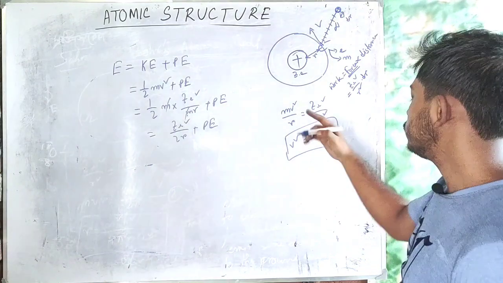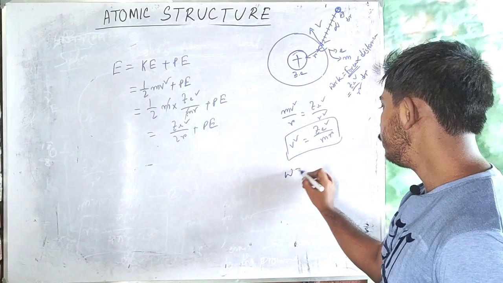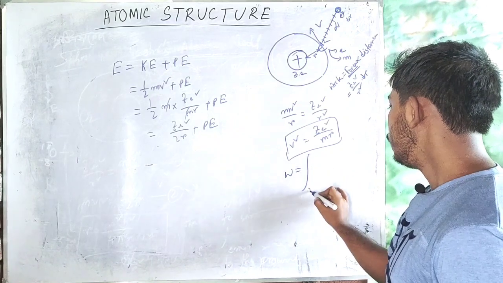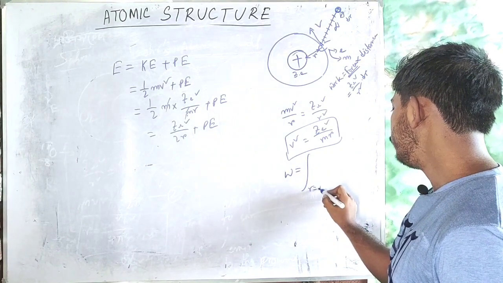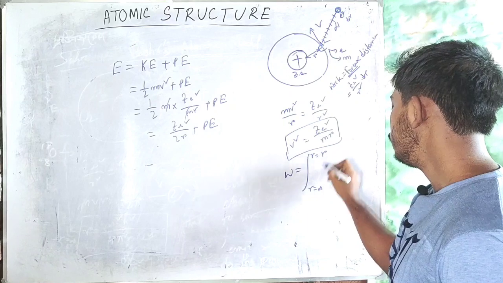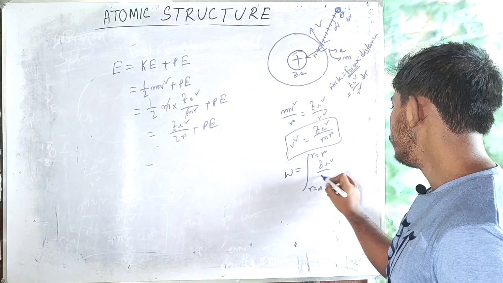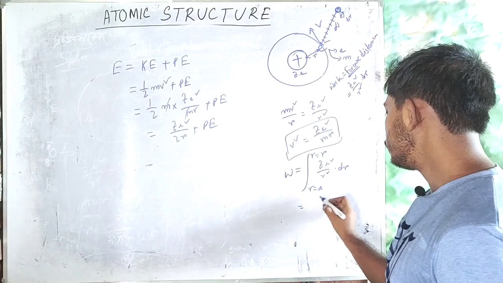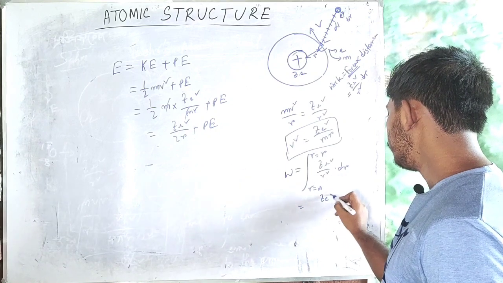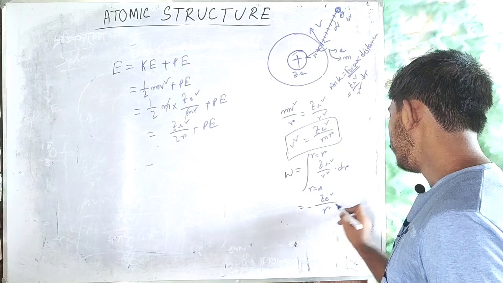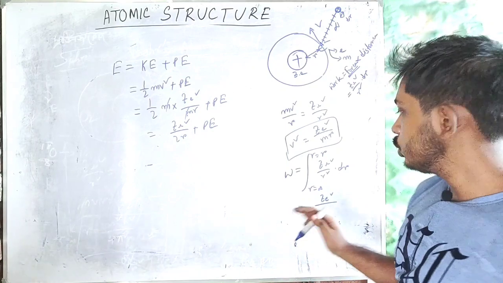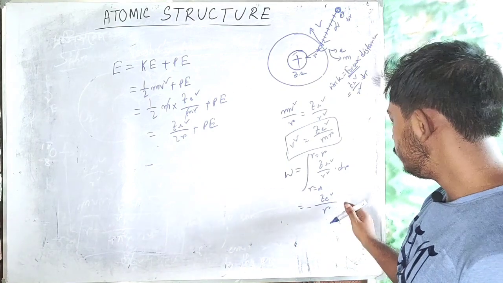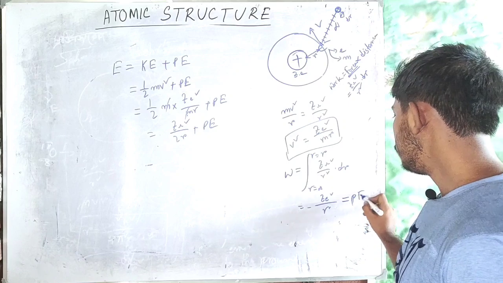Now for the whole distance, the work W will be equal to the integration from r equal to infinity to r of Ze²/r² into dr. So solving this integration, we get Ze² minus Ze²/r, right? So this is the potential energy.